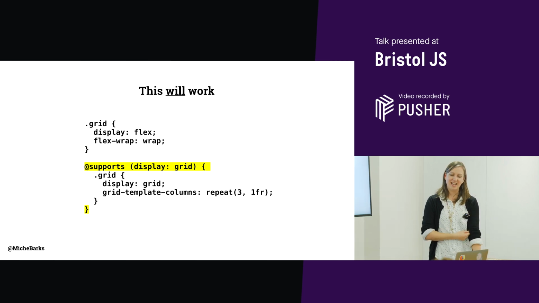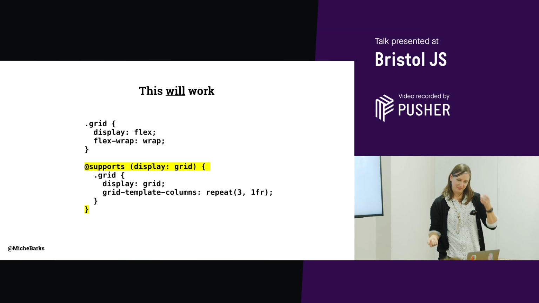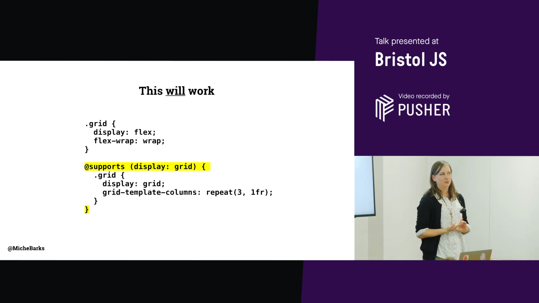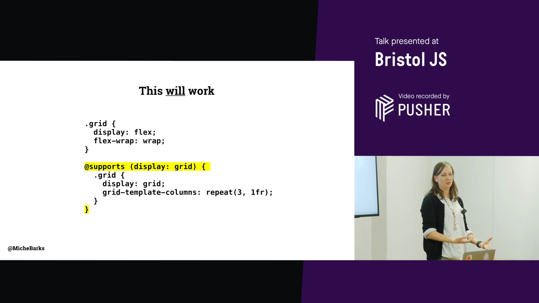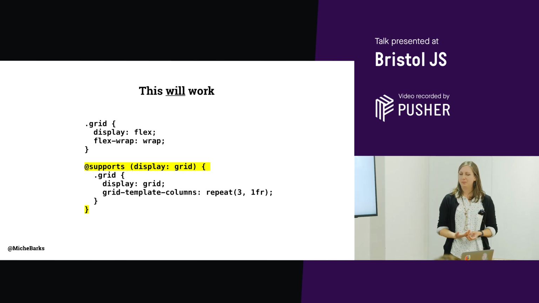So what you need to do instead is to put your fallback first, and then you can wrap your Grid code in the @supports rule. And I would recommend providing a simpler layout for your fallbacks. If you're spending time painstakingly trying to recreate your Grid layouts using older layout methods, then that's really not good use of Grid or your time.